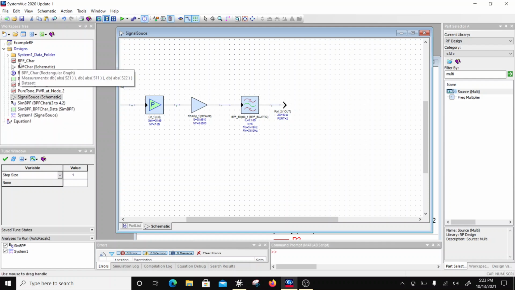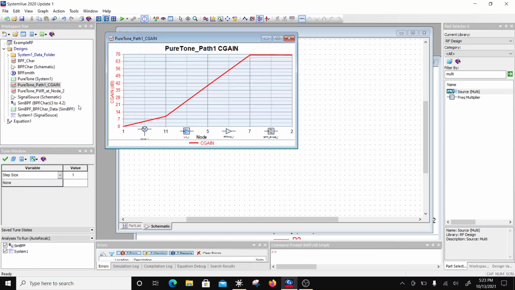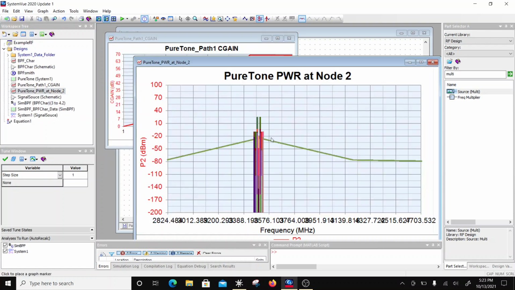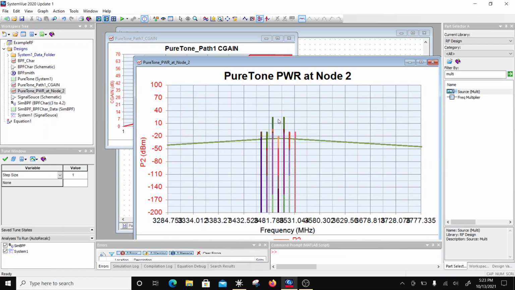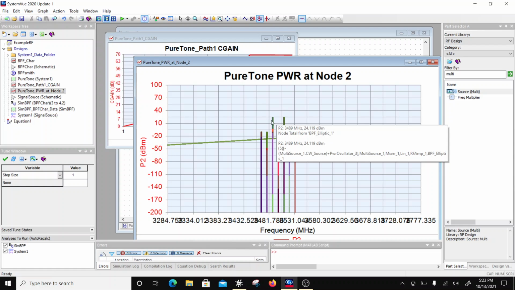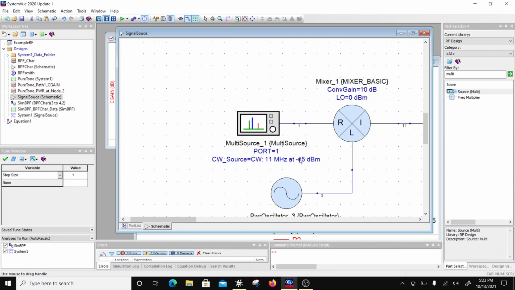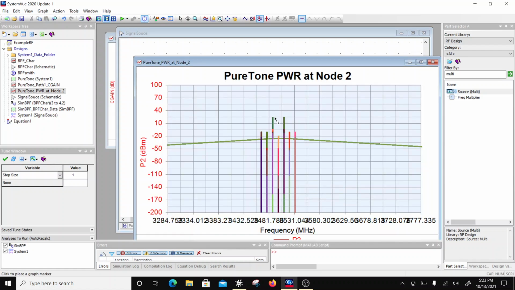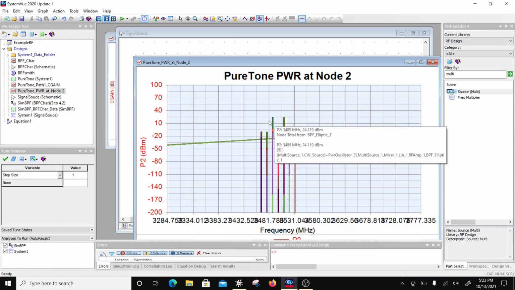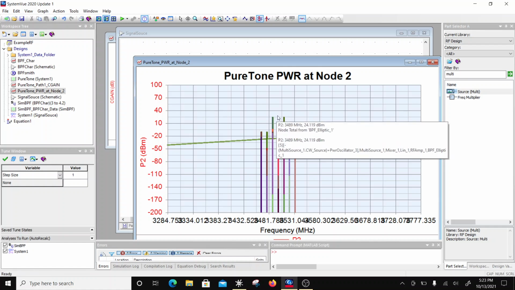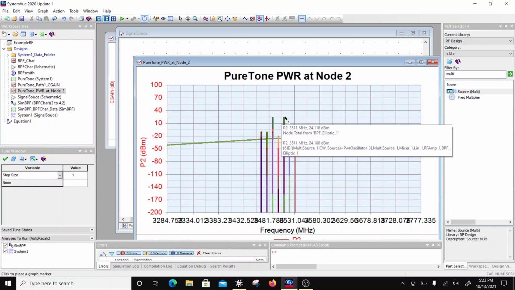And if we look at the results at the output node, sorry, this is the cascaded gain output node, we were putting out 20 dBm roughly, with minus 50 in here, or now in this case minus 45. We are putting out 24 dBm in each tone, so that is equivalent to 27 dBm out, right? So that is the kind of power we are putting out.